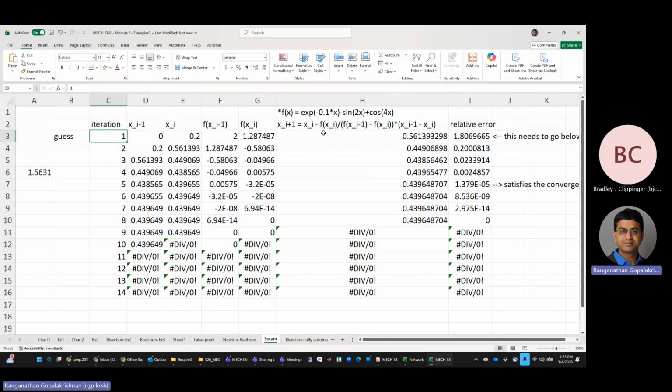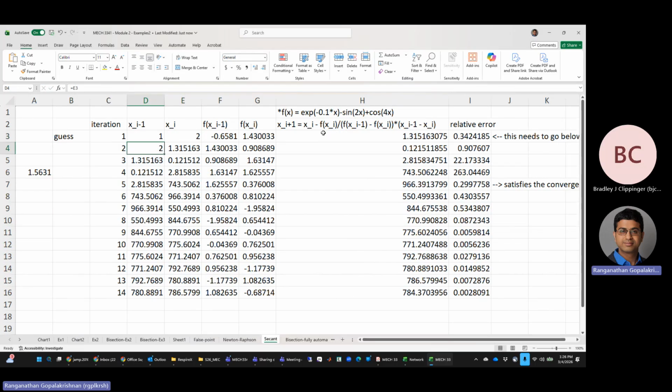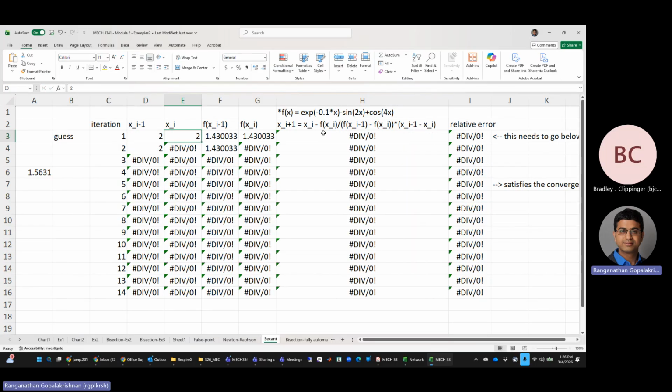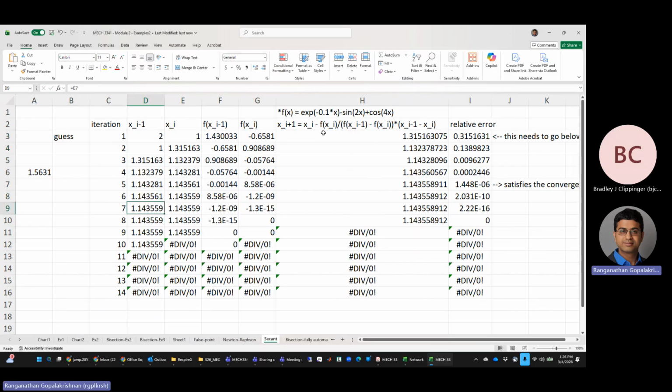So in class, what was the range of guess values I gave? Like the i minus 1 and i. What two guess values did I give? 0 and 0.2. And this is what we are getting, 0.4396, using the Excel file. And then if I do 1 and 2, or 2 and 1, I'm getting 1.14.